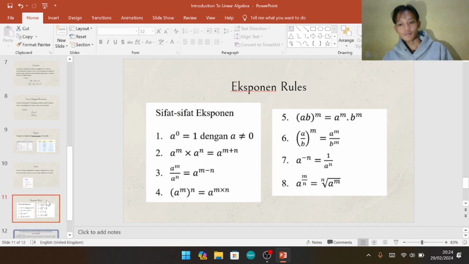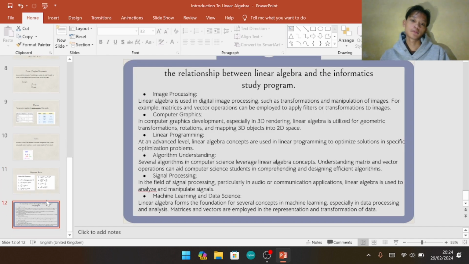Okay. Next, the relationship between linear algebra and the informatics study program. Point one, image processing. Linear algebra is used in digital image processing, such as transformation and manipulation of images. For example, matrix and vector operations can be employed to apply filters or transformations to images.